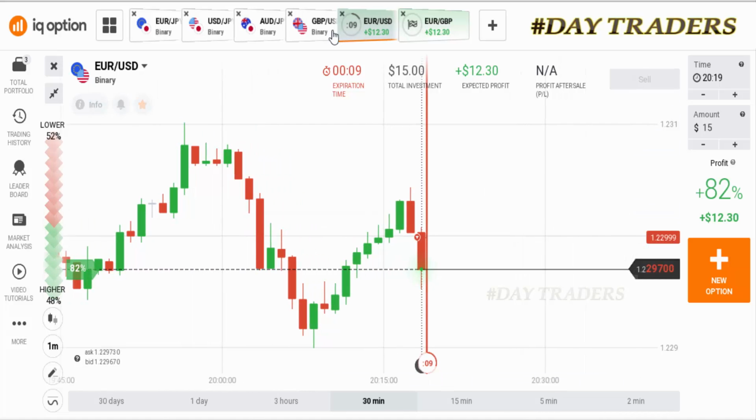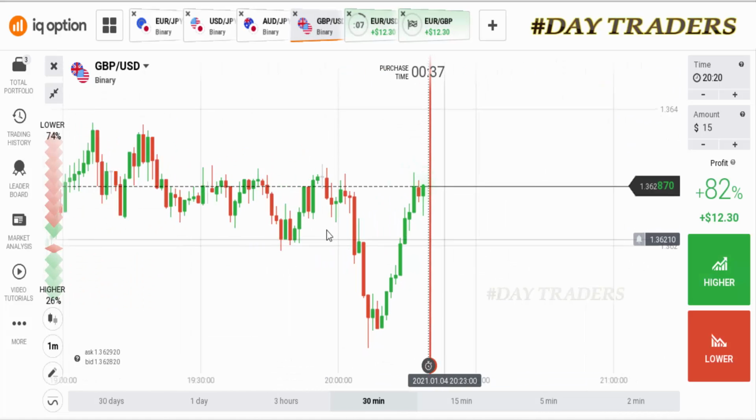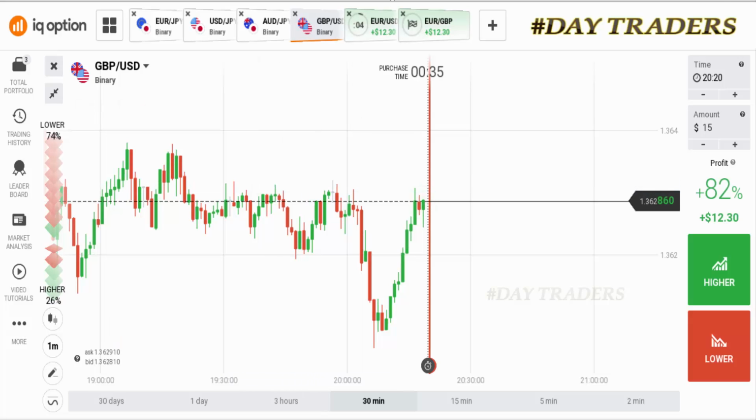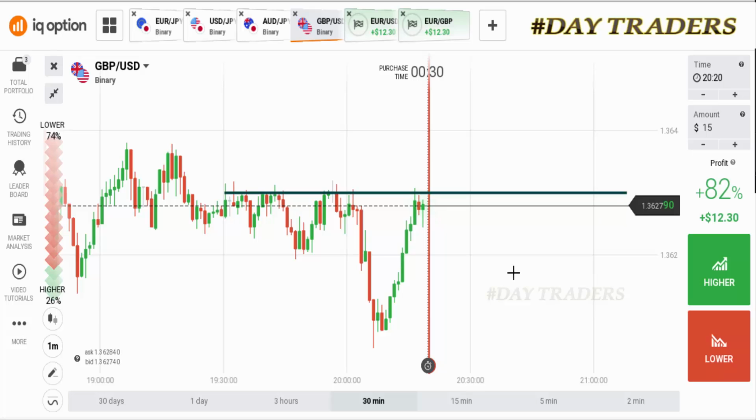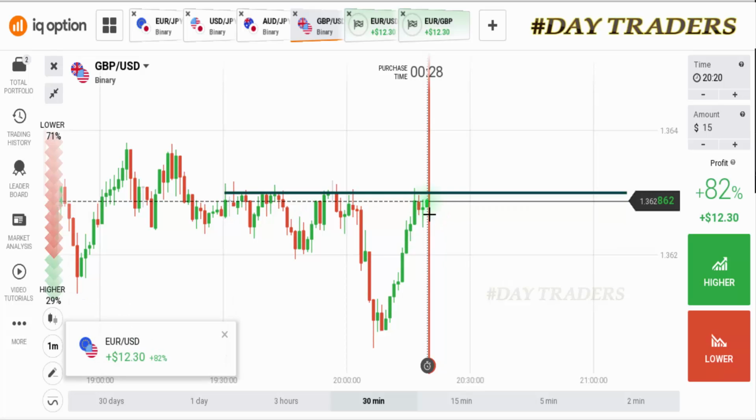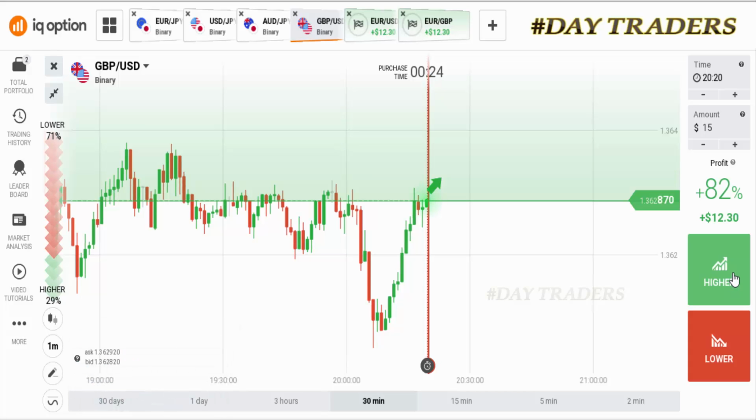Let's see, we have only 10 seconds. I have checked the next pair and there is a very strong seller's area. Okay, we have observed how this market behaves. Okay, a little bit down. I will try to place a higher option.